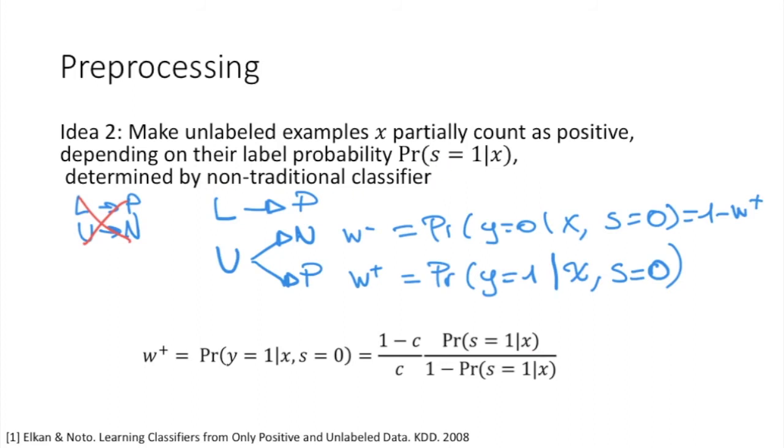So to summarize, we will construct a new dataset which contains all of the labeled examples as positive with a weight 1, and then all of the unlabeled examples also as positive with a weight W plus, which can be calculated from the previously seen formula. And then again, all of the unlabeled examples, so they're added twice, but this time as negative, and they will have a weight 1 minus this probability.